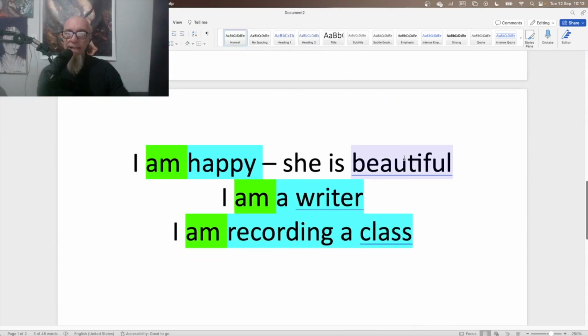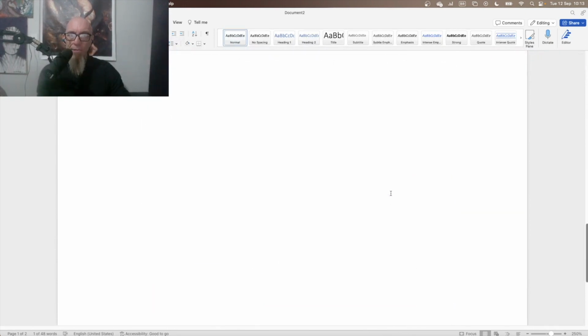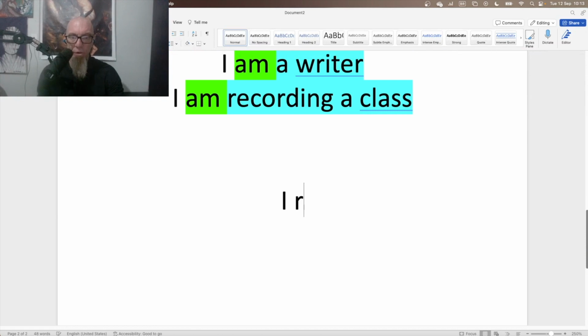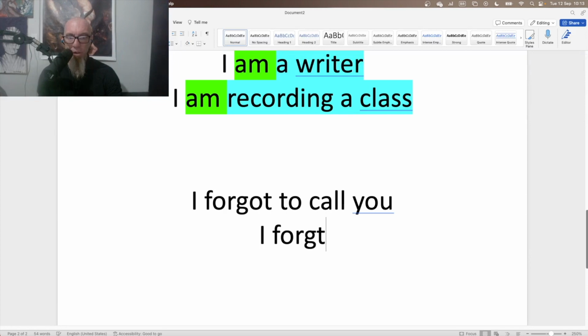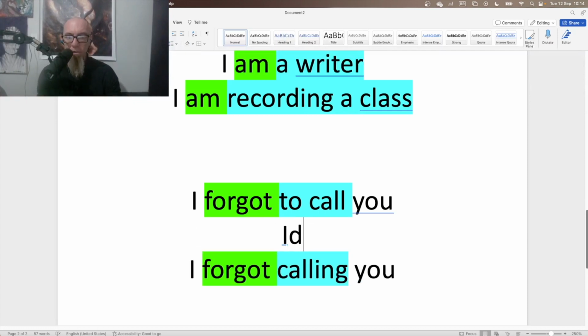But let's look at a couple of cases where we have the same verb with an infinitive and a gerund, but with a different meaning. So if I say, for example, I forgot to call you, or I say, for example, I forgot calling you, we have the same verb, but our objects are different. So we have the infinitive, and here we have the gerund. And they say two completely different things. So if I forgot to call you, what does this mean? Well, exactly what you think. This means I didn't call you.